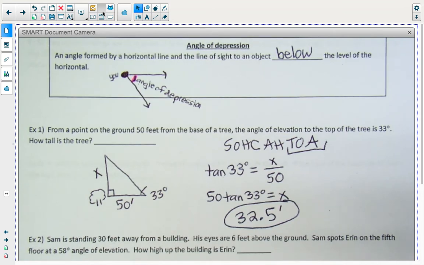Draw a picture. It's at elevation. That means I'm going up. So that's how I knew that my angle was here and I'm looking up. And yeah, so that is that one there. Number 2.